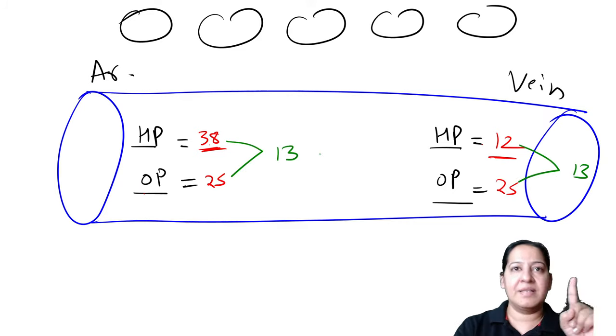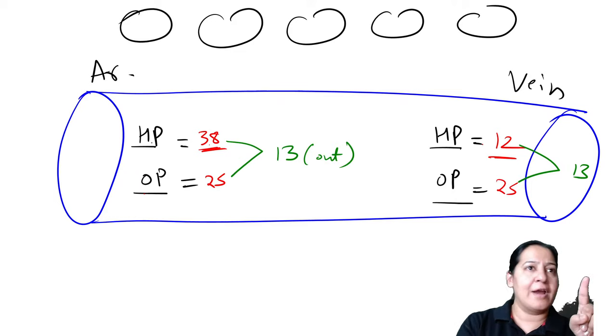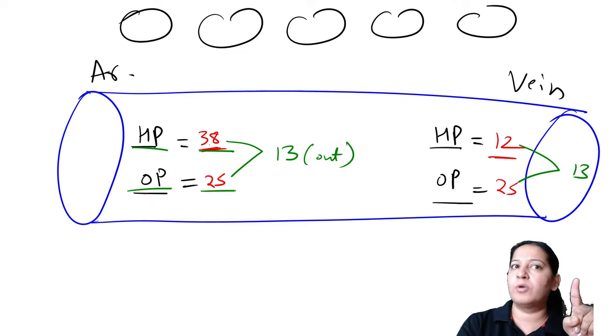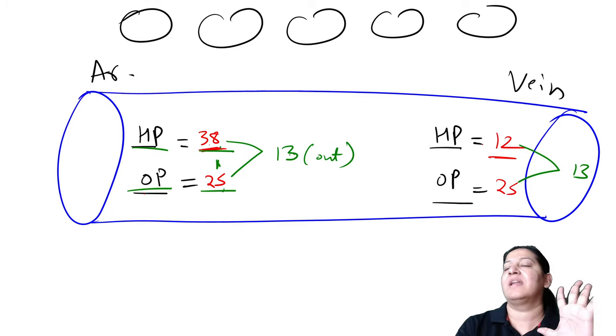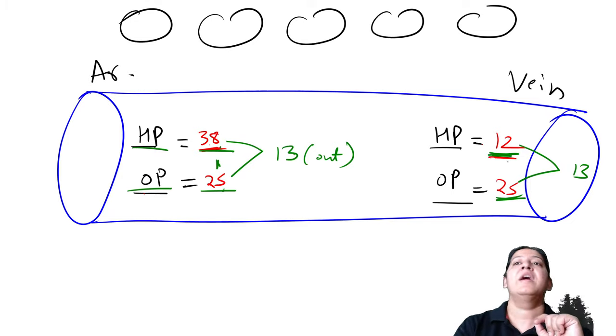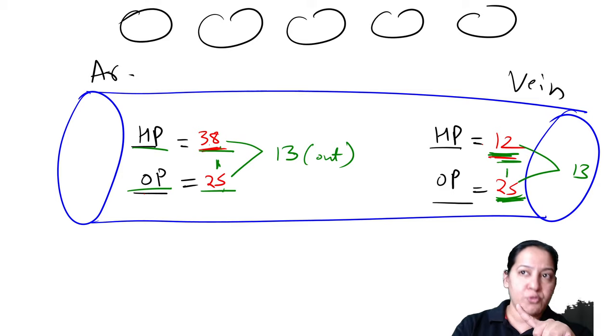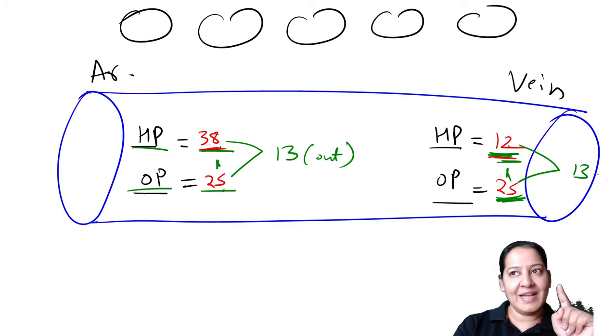So 13 mm, but this 13 is outward, because hydrostatic is more than osmotic, 38 is more than 25, and 38 minus 25 is 13. Here osmotic is more than hydrostatic, that is inward is more than outward. So 25 minus 12 is 13. So net here is inward.